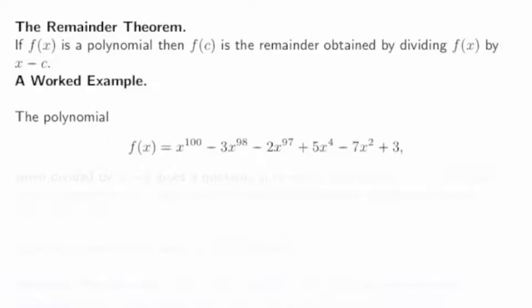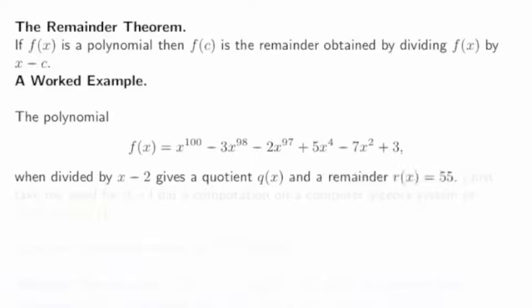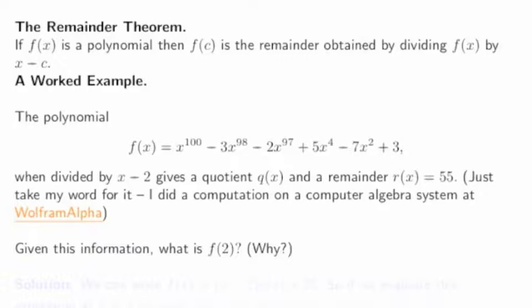Let's do some examples. Here's a polynomial of degree 100. Suppose this polynomial, x to the 100th minus 3x to the 98th and so on, is divided by x minus 2, and gives some messy quotient of degree 99, I won't write it down, and a remainder of 55. Just take my word for it. I've done the computation using the computer algebra system at Wolfram Alpha. Given this information, what is f of 2 and why?